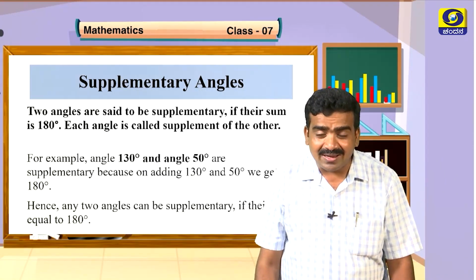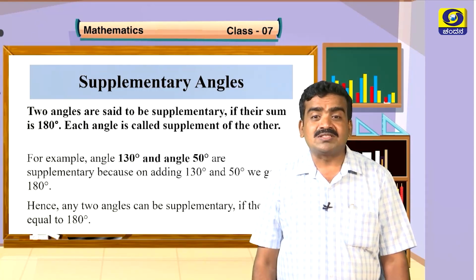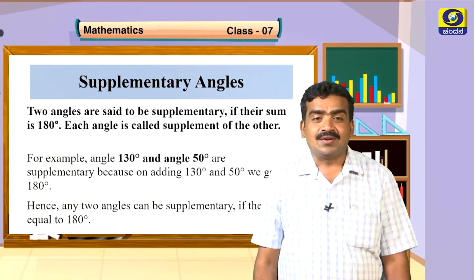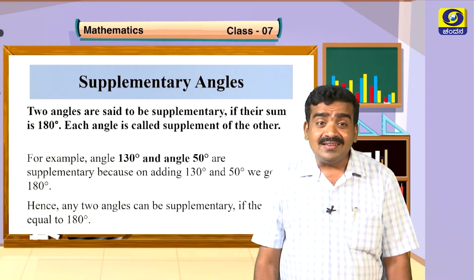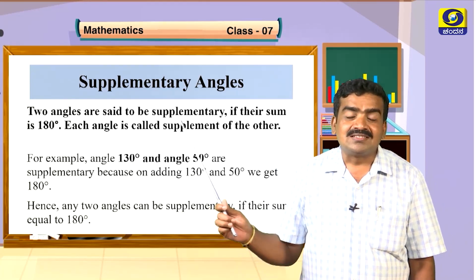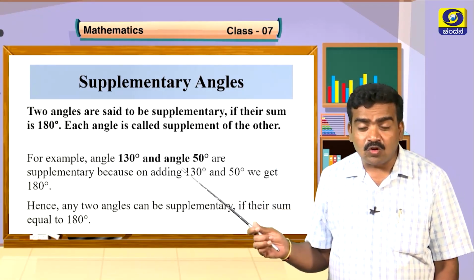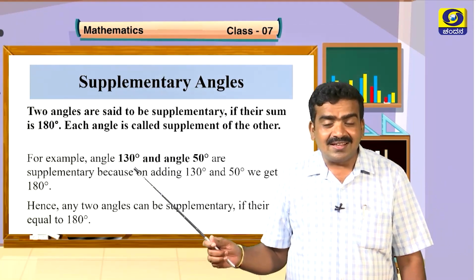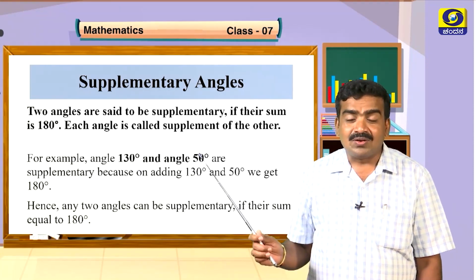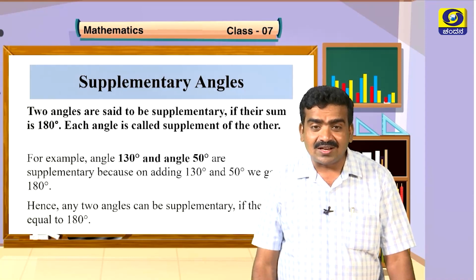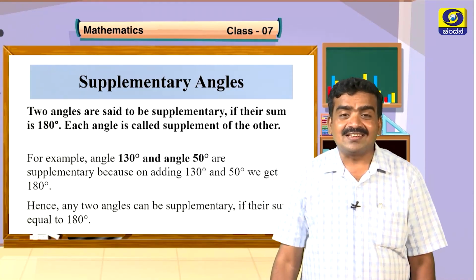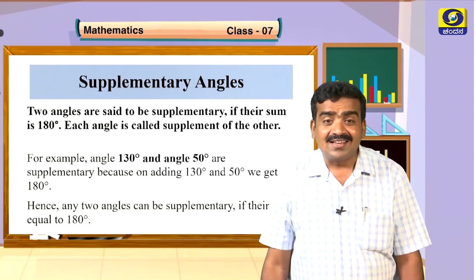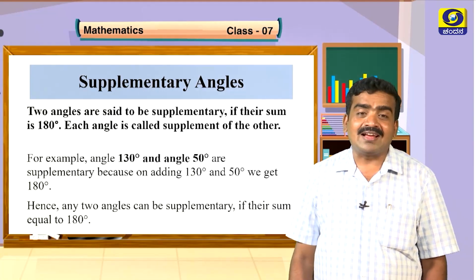What is meant by supplementary angles? Two angles are said to be supplementary if their sum is 180 degree. And what is each angle called? Each angle is called the supplement of the other. Can you give me a few more examples for supplementary angles? For 130 degree, the supplementary angle is 50 degree. What about 120 degree? Yes, you are right, it is 60 degree. What about 100 degree? You are exactly correct. For 100 degree, 80 degree is the supplementary angle.